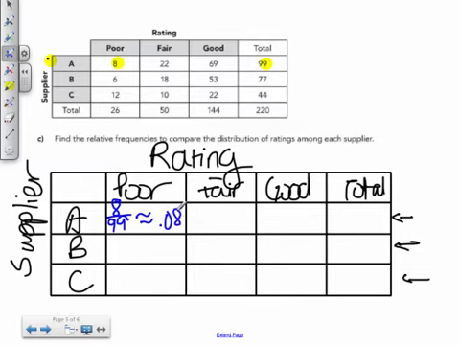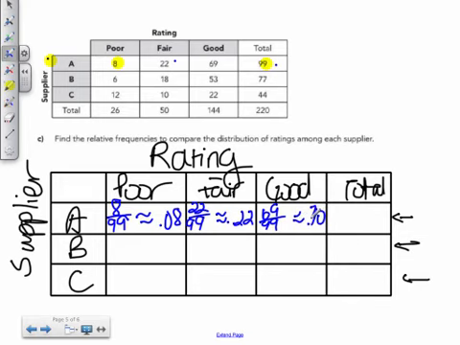Okay, so then to figure out the fair ratings, there were 22 fair ratings for supplier A, and there were 99 ratings total for supplier A. So I would say 22 out of 99, which is about 0.22. Okay. And then lastly, I would take the good ratings and divide that by however many there were total. There were 99 total ratings for supplier A. So I would say that that's about 0.70.